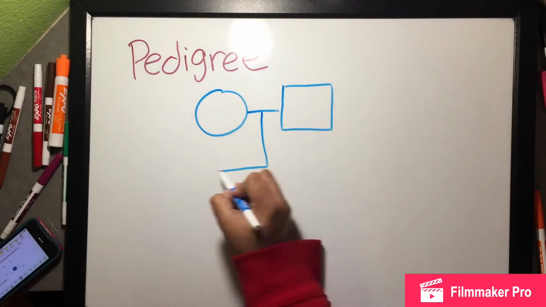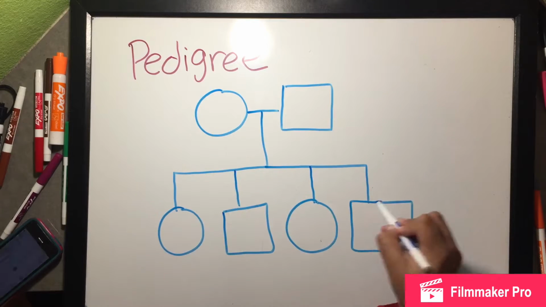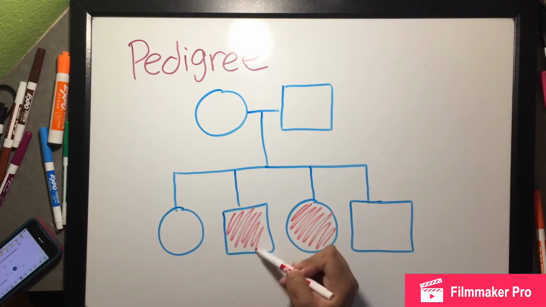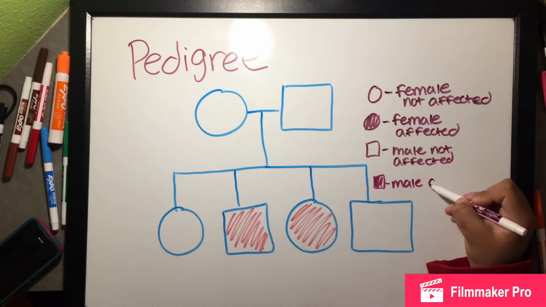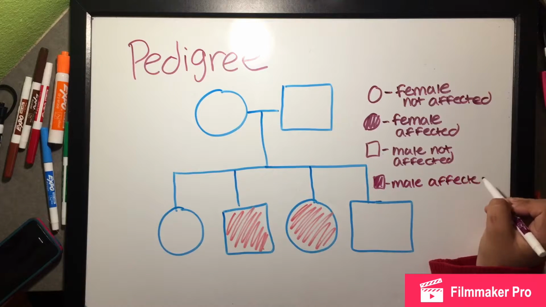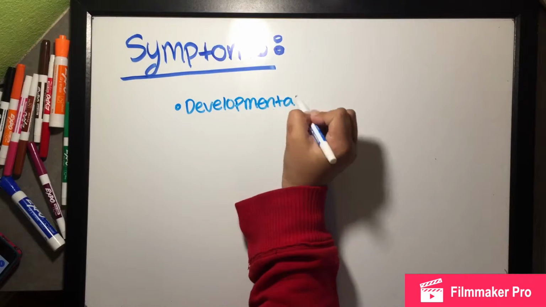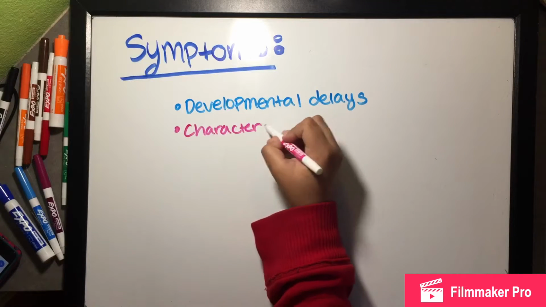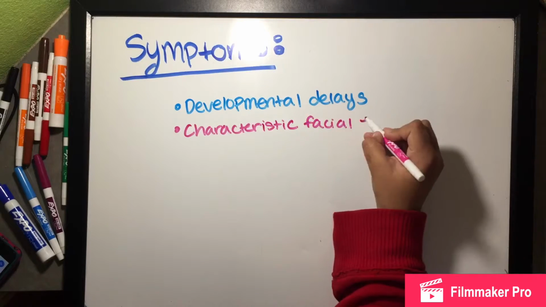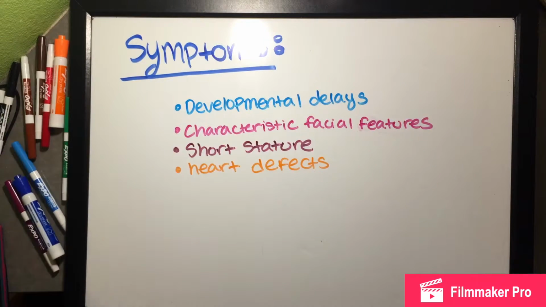So here we have a pedigree chart of Down syndrome. So we have 2 parents who are unaffected, and then we have their 4 offspring. 2 of them will be affected by Down syndrome. However, Down syndrome isn't like X recessive or any of that, so it could happen to anyone. Some symptoms for Down syndrome include developmental delays, characteristic facial features, short stature, heart defects, and vision issues. However, this varies from person to person.